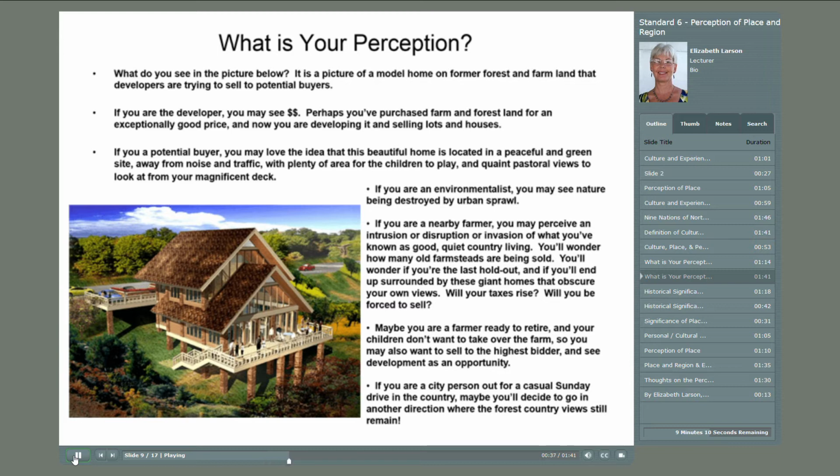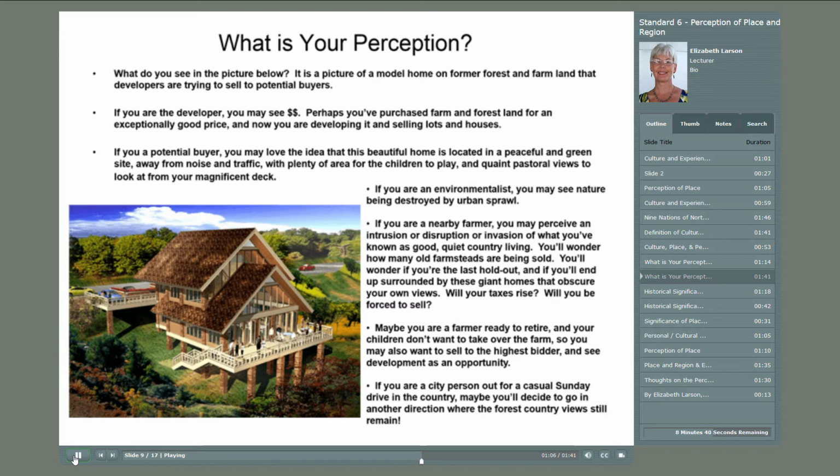in a peaceful and green site away from the noise and traffic, with plenty of area for children to play and quaint pastoral views to look at from your magnificent deck. If you are an environmentalist, you may see nature being destroyed by urban sprawl. If you are a nearby farmer, you may perceive an intrusion or disruption or invasion of what you've known as good, quiet country living. You may wonder how many old farmsteads are being sold off.